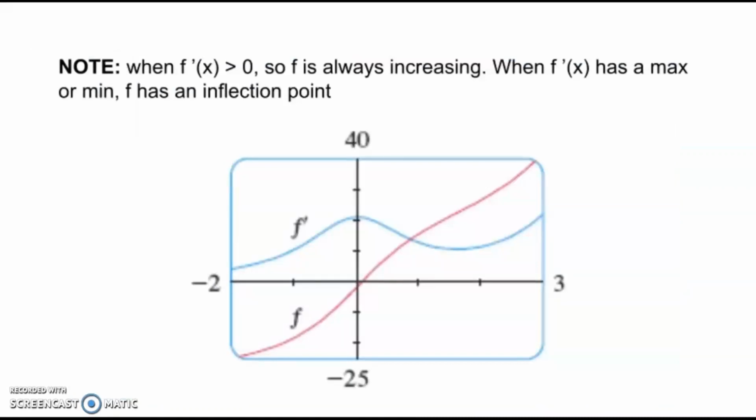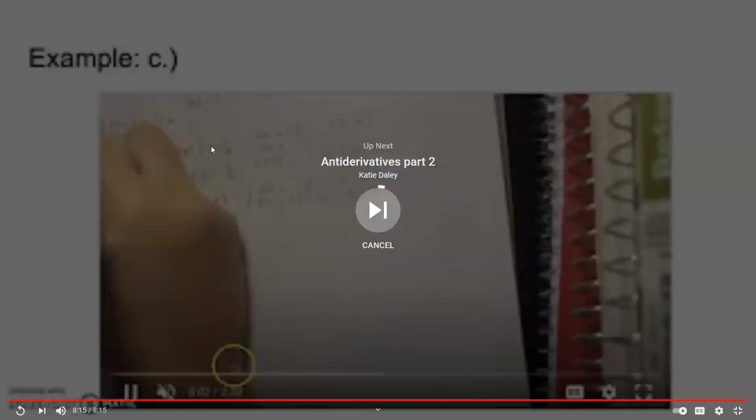So in relation to example 3, this figure shows the graph of the function we just solved and its antiderivative. So we note that when f prime of x is greater than 0, f is always increasing. And when f prime of x has a max or min, f has an inflection point. The purpose of the figure is mostly to check our calculations.